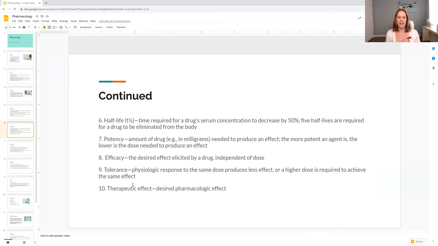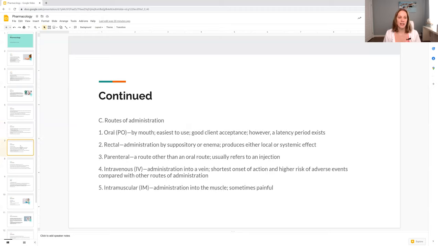Definitely have a look, you guys, if you feel like you need more explanations to it. But notice how I'm keeping things basic. I'm keeping things simple. I'm not giving you guys paragraphs of what does potency mean. You do not need to know that. You just have to know the specific definitions to pass the board exam.